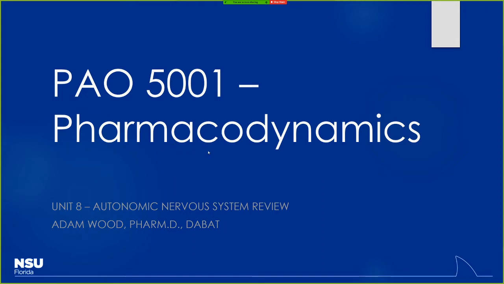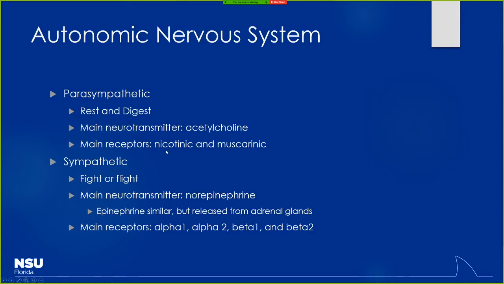So anyway, this is why it's super, super important to understand this stuff, and I want to illustrate some of those points. I'll make some examples as we go along of why I think it's important. You know that there are two main branches of the autonomic nervous system: the parasympathetic and the sympathetic.